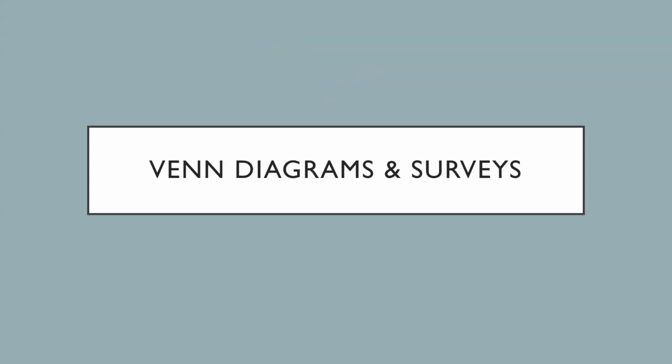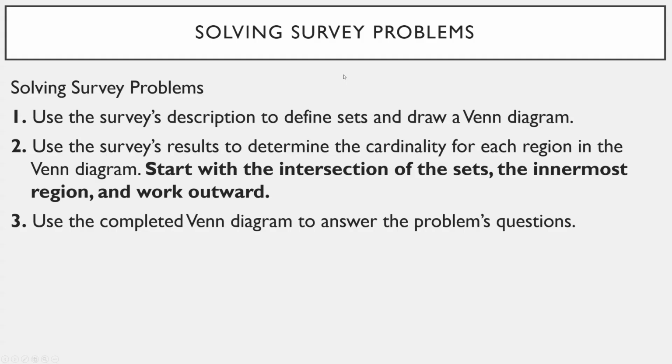In this quick review, we want to continue talking about Venn diagrams and survey problems by expanding from 2 sets to 3 sets. So the steps we're going to use to solve are the same. You're going to use the survey's description to define the sets and draw Venn diagrams. You're going to use the survey results to determine the cardinality.